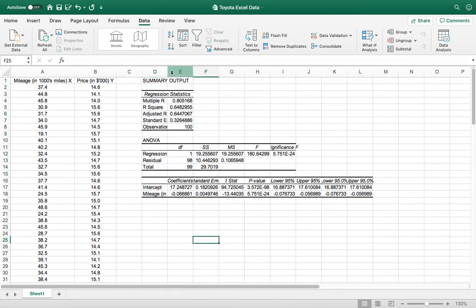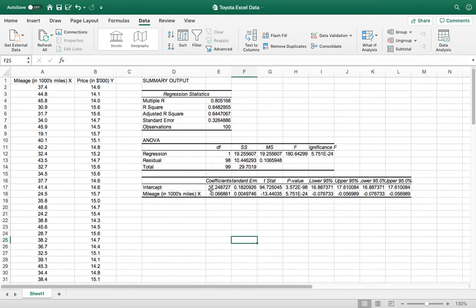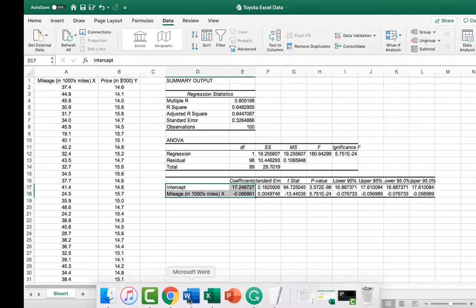So that's the output that we've got. And if you notice, the intercept and the slope are the same values we had when we did that shortcut using the table. So the equation is going to be y equals the intercept plus the slope, the intercept being 17.2425 say, and the slope is going to be negative 0.067.